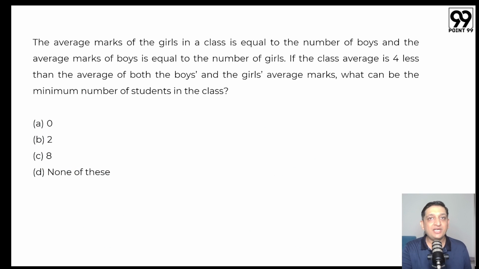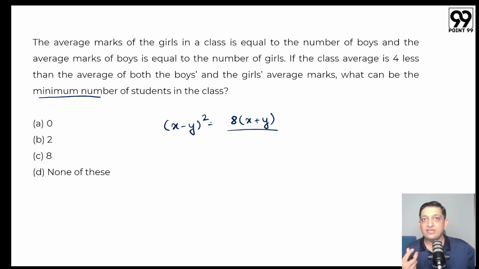Now if you look at this particular question, take some time to solve this. Maybe you can refer to the previous answer as well, and you should be able to get the answer to this question very easily. Now if you look at the data from the previous question, we had figured out that x minus y the whole square would have been equal to 8 into x plus y. This is what was known to us. Now we have to figure out what can be the minimum number of students in the class.